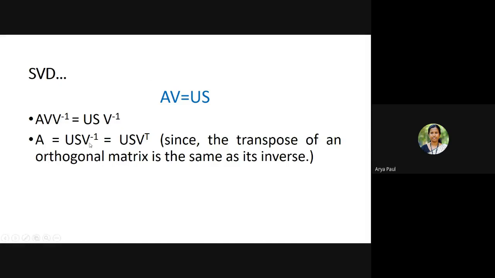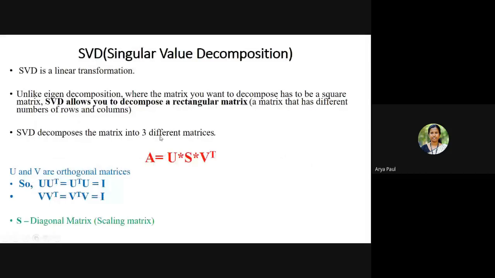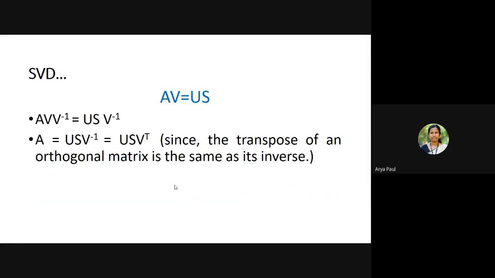So you can just replace V inverse by V transpose, and you will get A is equal to U into S into V transpose. So that is how this SVD comes into the picture. Ultimately you can decompose this A matrix as U, S and V transpose. When you multiply U into S into V transpose, you will get back the A matrix. So A matrix is decomposed into three different matrices, U, S and V. You will get this equation, A is equal to U into S into V transpose.